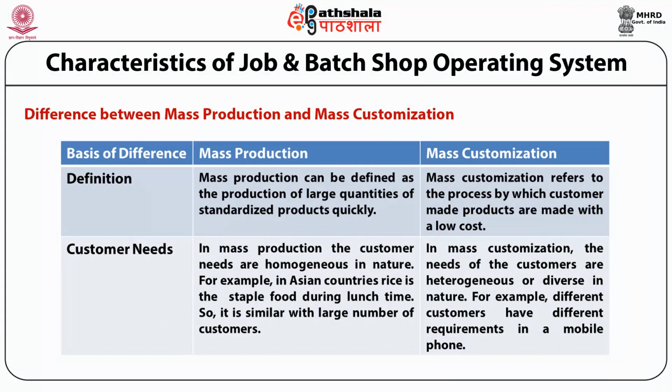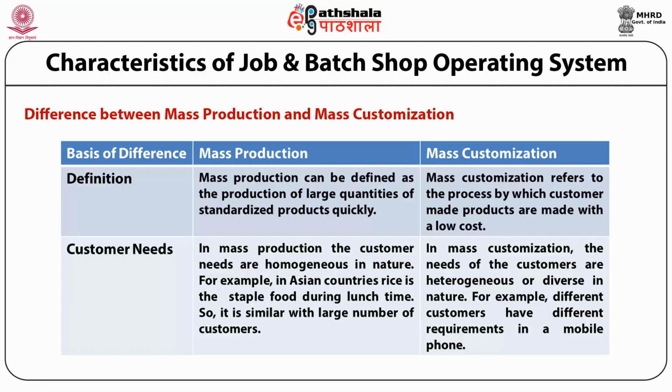Difference between mass production and mass customization. The table illustrates the difference between mass production and mass customization on the basis of a few criteria. Let us take the definition first. Mass production can be defined as the production of large quantities of standardized products quickly, whereas mass customization refers to the process by which customer-made products are made with a low cost.